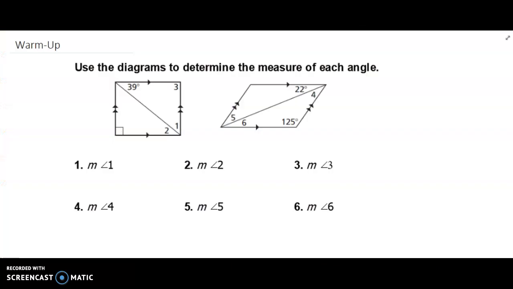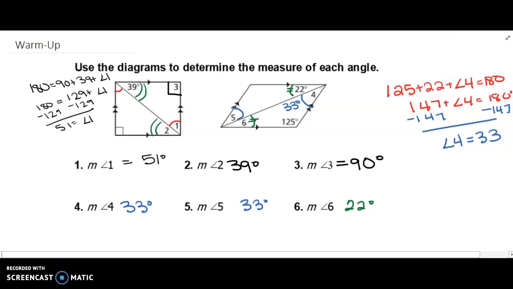All right, so here is the start of section 7.4 video. Now we're going to start with a little warm-up just to get our brains going. So I want you to go through and answer the questions for 1 through 6, and then we'll go over them. All right, so let's go over these.